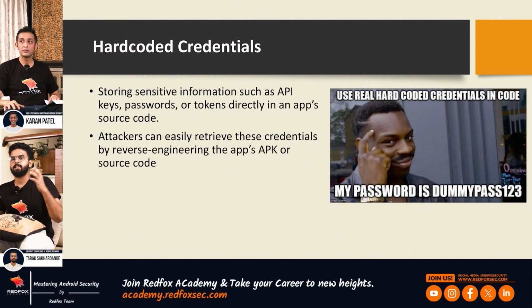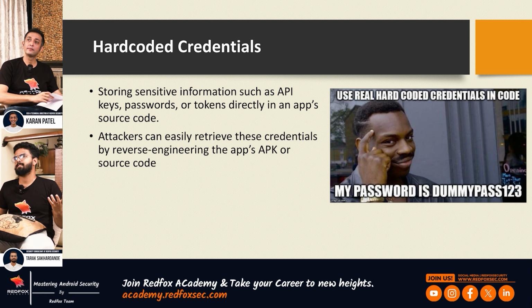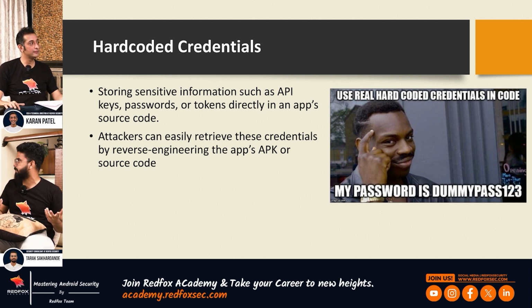So the first vulnerability that we are going to talk about is hard-coded credentials. When you look at the slide and think of hard-coded credentials, it's credentials being there in the backend of the application, or in the code, I must say. So you can see that it's basically storing sensitive information such as API keys, passwords, or tokens directly into the app source code.